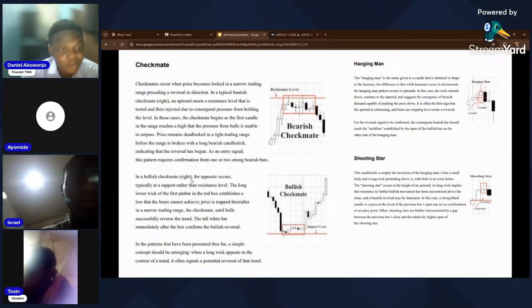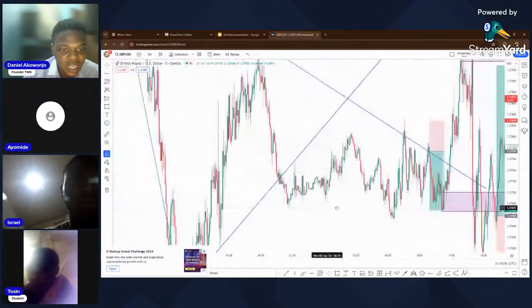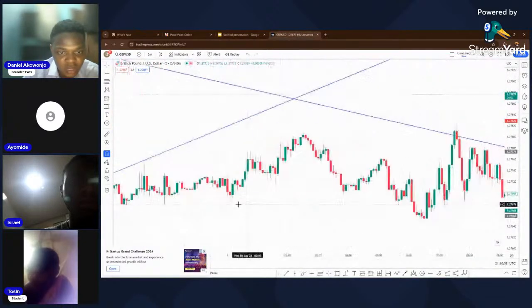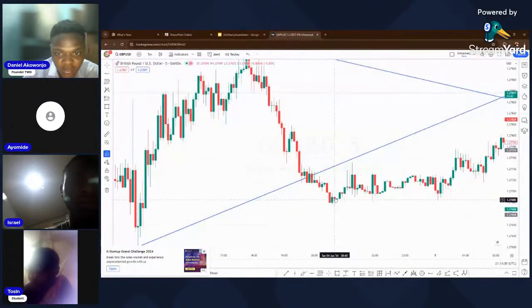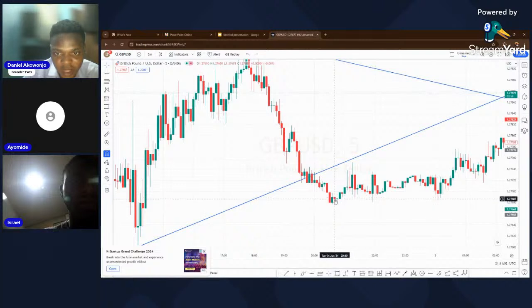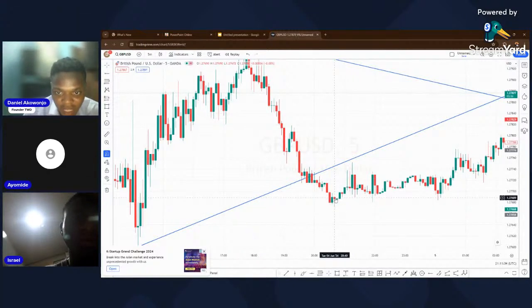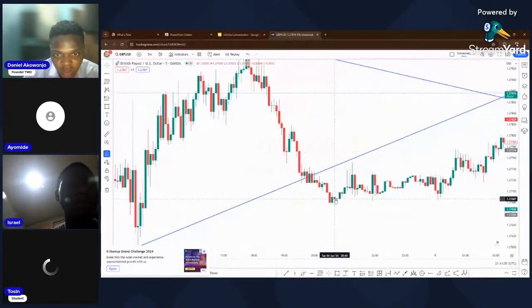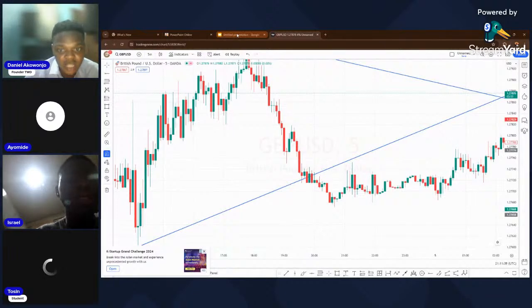At the support level, the long wick of the first pin bar in the red box establishes a low that the bears cannot achieve. Now, that means that there's a point at which the bears who are trying to take charge of the market are really trying their best. Now, you can see this candlestick here. So the sellers tried to push price down, then there was a rejection. You can see that there was a rejection.